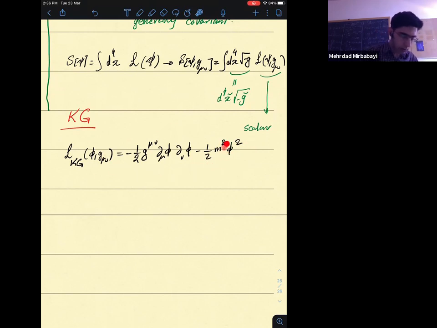This Klein-Gordon field is a scalar field. Since phi is a scalar field, the covariant derivative of phi is the same as the ordinary derivative of phi. So therefore, here I could just write the ordinary derivatives contracted with the metric, and so that's it. This is a scalar quantity under coordinate transformation.